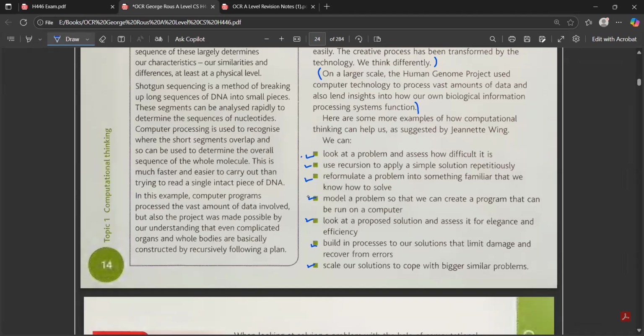Do you have any problem in these points? No.